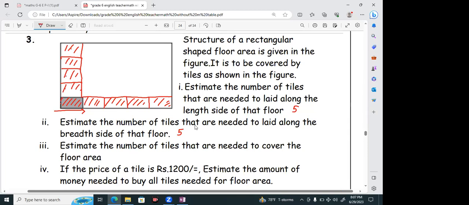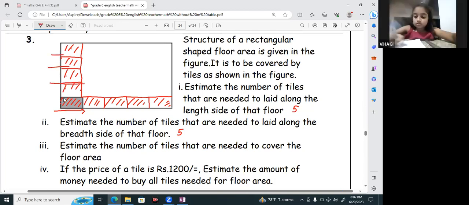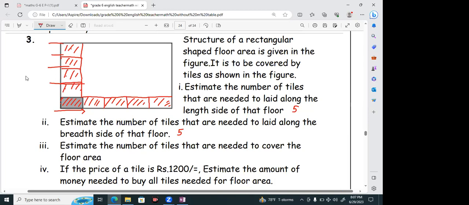Estimate the number of tiles that are needed to cover the floor area. It asks how many are needed to cover the floor area. Let's see how many units there are on this side. 1, 2, 3. There are 5 units on this side, right? There are 5 units on this side too, 1, 2, 3, 4, 5.